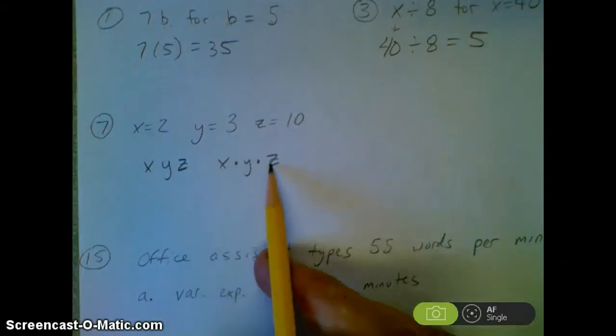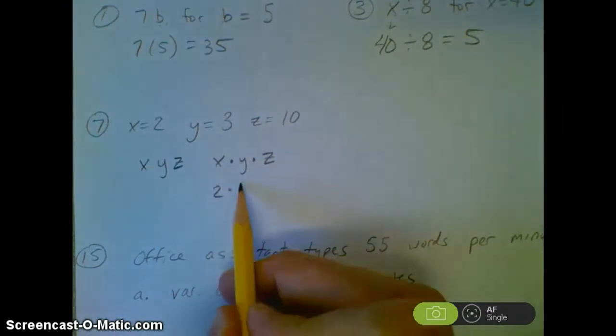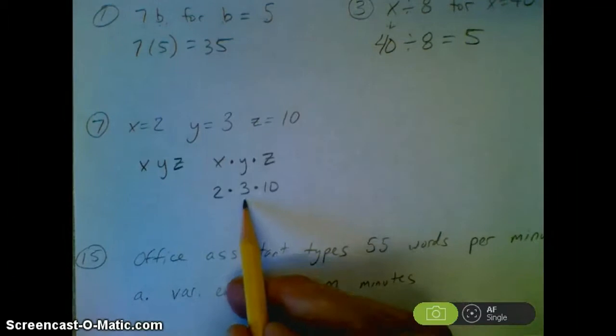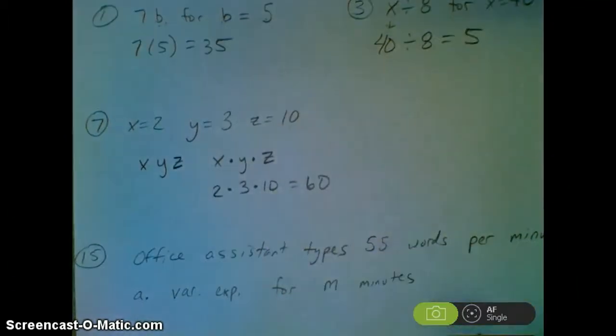So x times y times z, we just plug these in. x equals 2, y equals 3, and z equals 10. 2 times 3 is 6, times 10 equals 60.